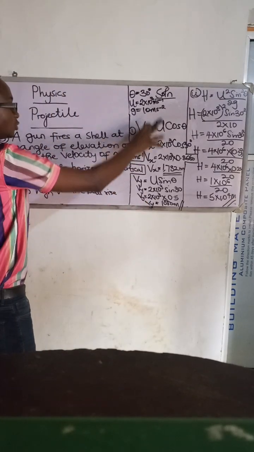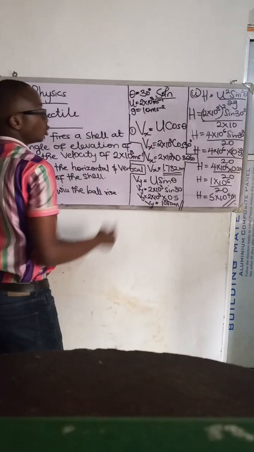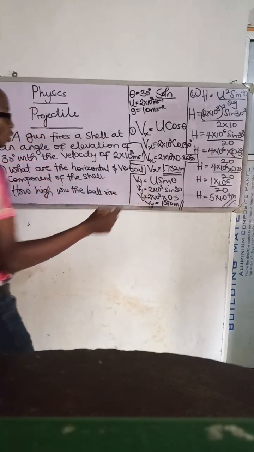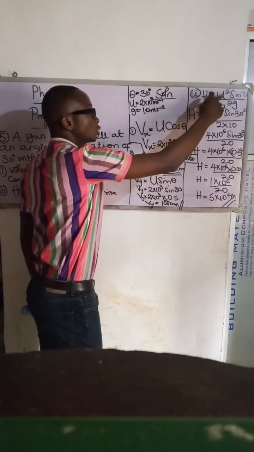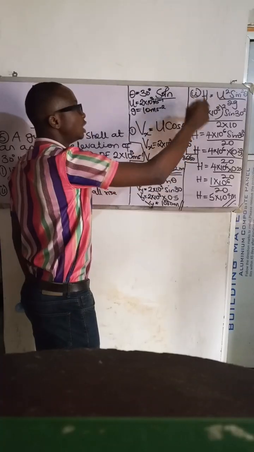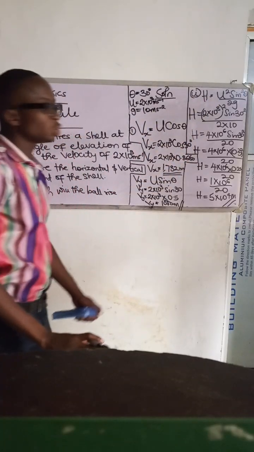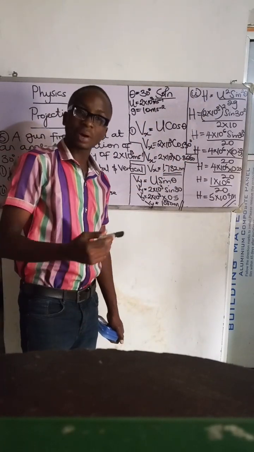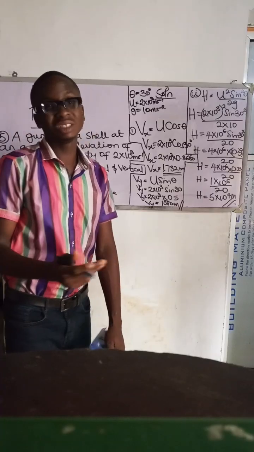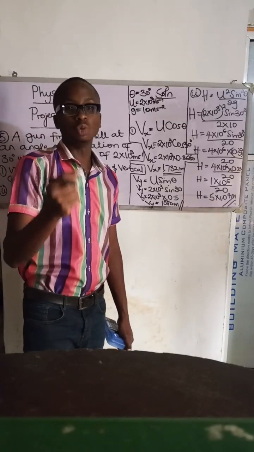I've shown you how to calculate the horizontal component. This is the formula for the horizontal component, the formula for the vertical component, and this is the solution to how to calculate the maximum height. It is not difficult. Solve more questions, practice more questions. Follow my page because you'll be seeing lots of questions like this and you will learn.